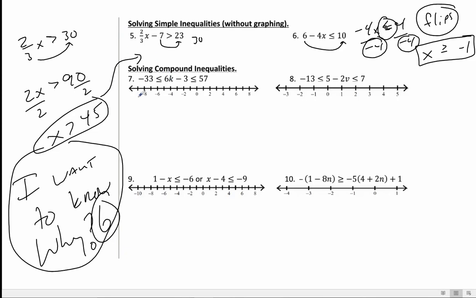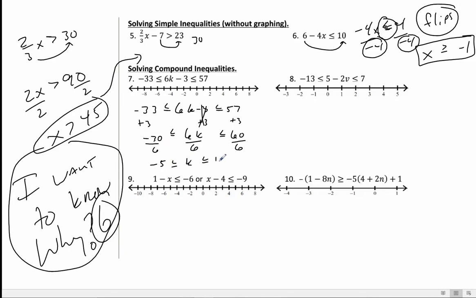Number 7, I'm going to take negative 33 is less than or equal to 6k minus 3, less than or equal to 57. I want k to be by itself in the middle. So I'm going to add 3 to each side. That goes away. This is now 60, still the same symbols, and this is now negative 30. Then I'm going to divide by 6 to each side. Negative 5 is less than or equal to k, less than or equal to 10.